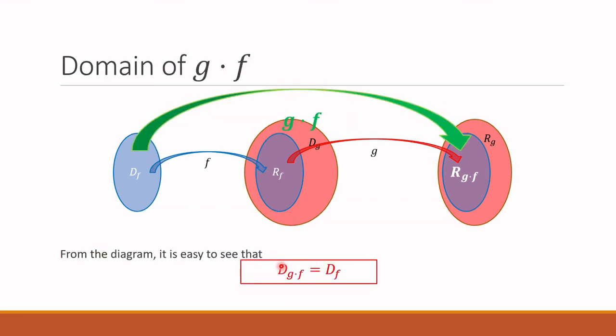So from the diagram itself, it is pretty clear to see that if you are interested in the domain, because just now we were talking about the range, the domain of gf, which is the big green function, is this blue set, the blue circle over here. So the domain of gf is just the domain of f, because they start with the same set. So these two are equal.